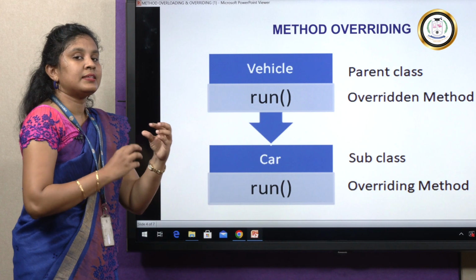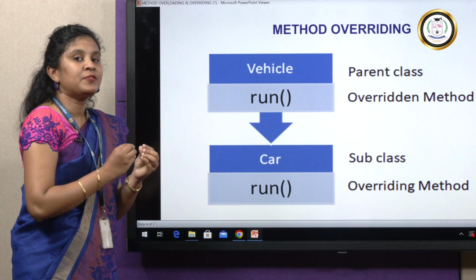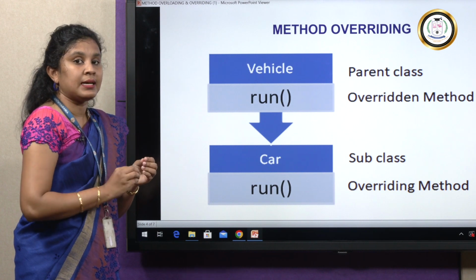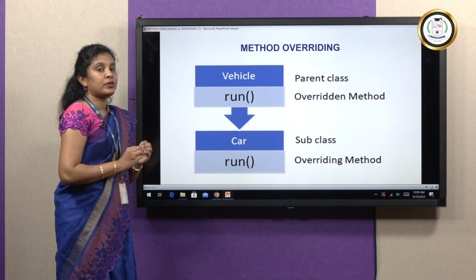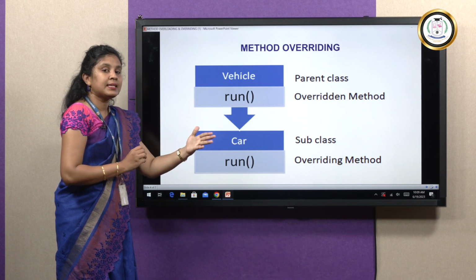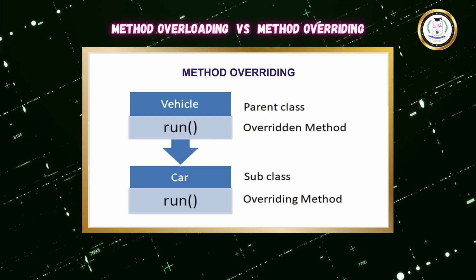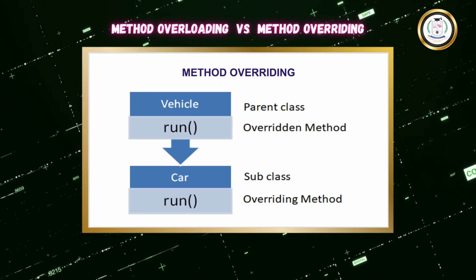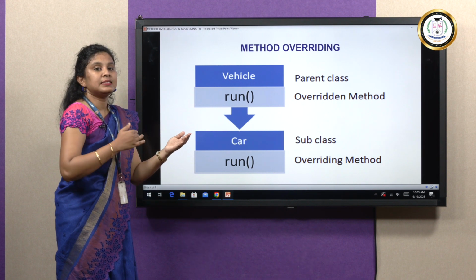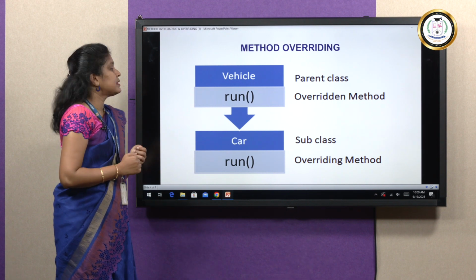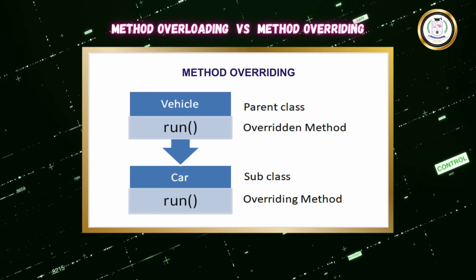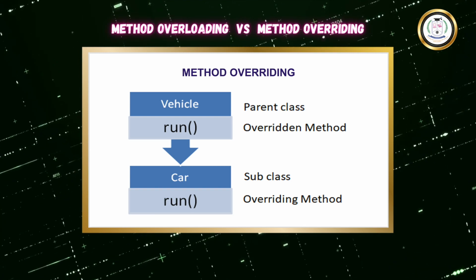So here the slight difference is the name of the function is going to be the same, but it is not going to be inside one single class. Instead, in method overriding, we will have the same named function present in my base class as well as in my derived class. So that is what is method overriding. The same named function which is present in my base class as well as in my derived class, we call it method overriding. So here if you see, I have a parent class, which is nothing but my base class, which has a function called run.